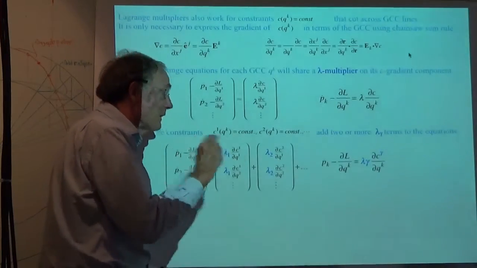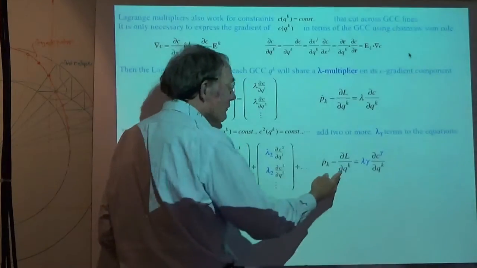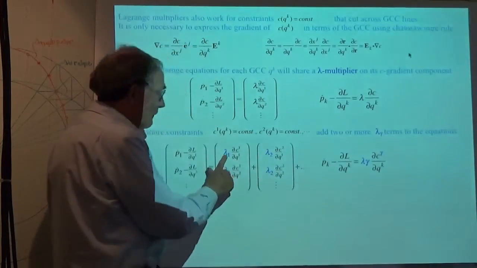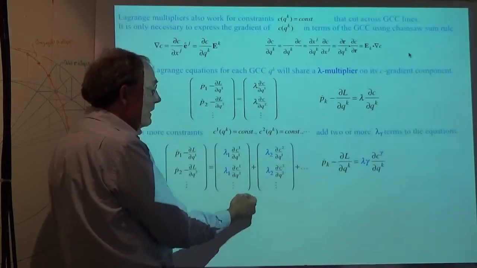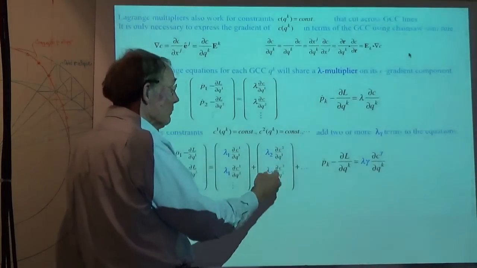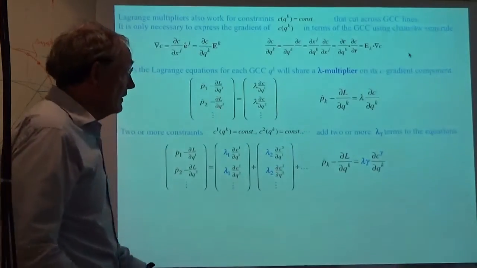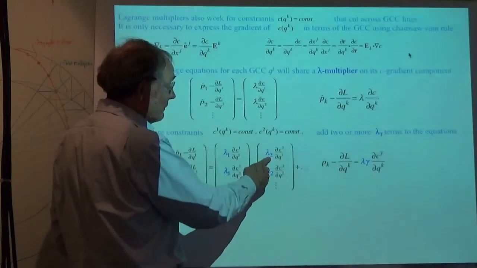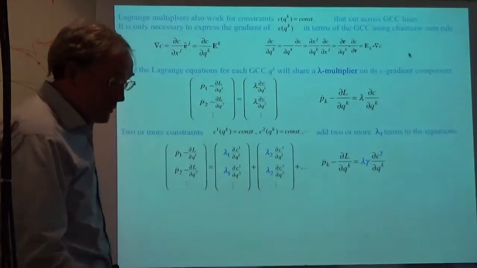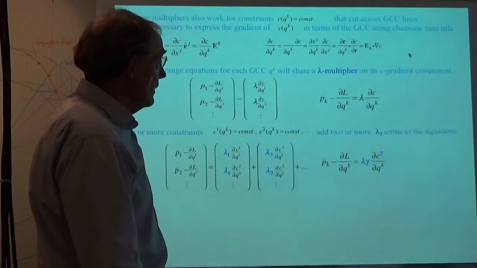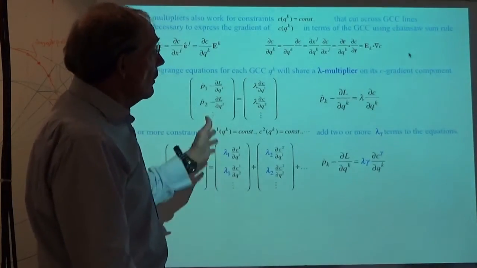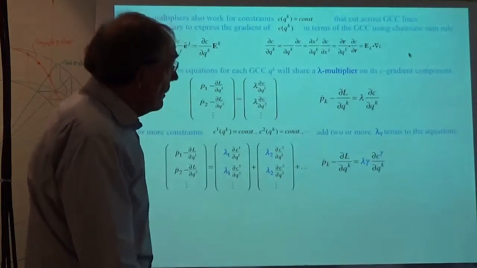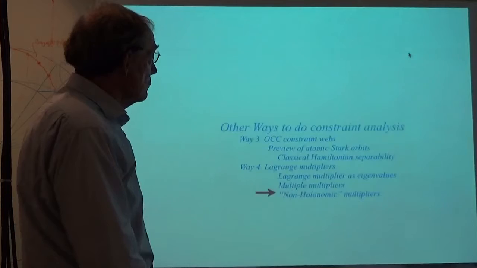And the force will have to be a linear combination of the gradients of these things. That is, it will be a sum of lambda 1 times the gradient of C1 and lambda 2 times the gradient of C2. And we're going to have to solve some equations to get the functional values of lambda 1 and lambda 2 to finish the problem. So that's the way it looks for two or more. You get a whole bunch of equations like that. Now what if the constraint is of the worst kind?